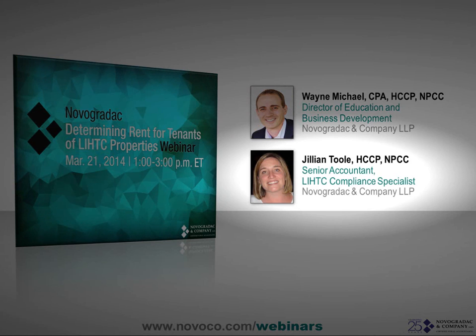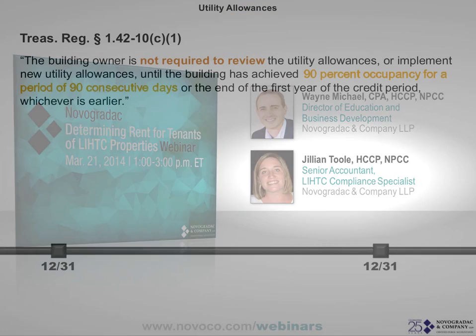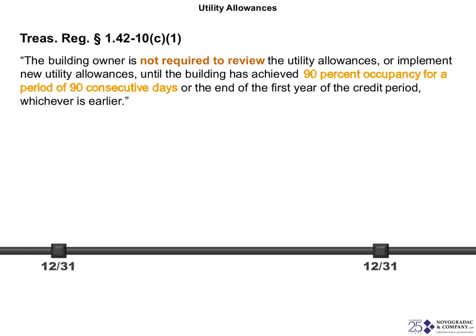Regulation section 1.42-10(c)(1). This regulation states that a building owner is not required to review the utility allowances or implement new utility allowances until the building has achieved 90% occupancy for a period of 90 consecutive days or the end of the first year of the credit period, whichever is earlier. Now, of course, this is relating to a newer property.